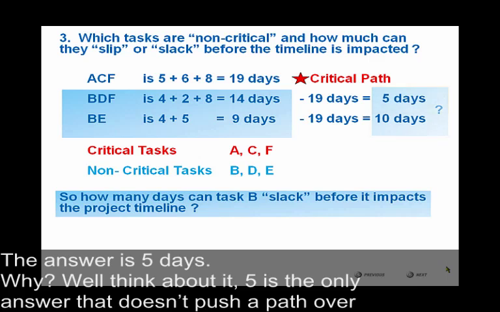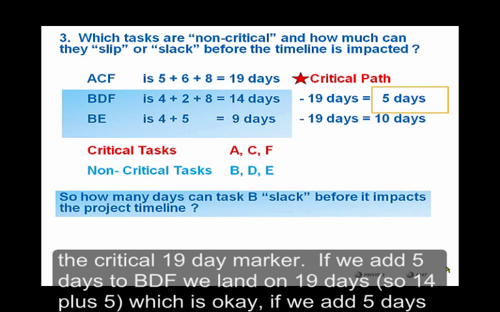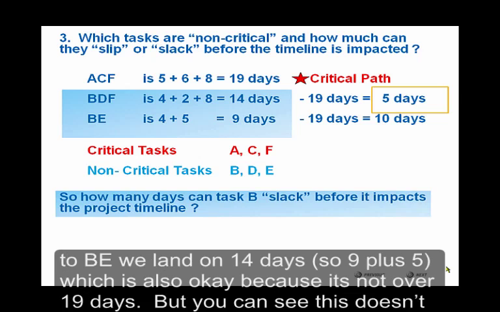The answer is 5 days. Okay, why? Well, think about it. 5 is the only answer that doesn't push a path over the critical 19-day marker. If we add 5 days to BDF, we land on 19 days, so 14 plus 5, which is okay. If we add 5 days to BE, we land on 14 days, so 9 plus 5, which is also okay because it's not over the 19 days.